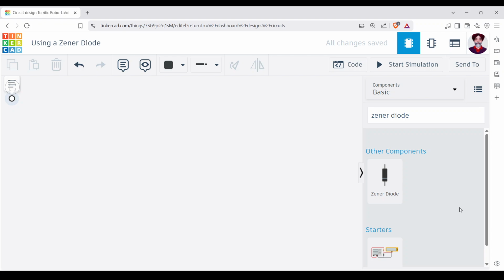Hello everyone. Today we will learn about what a Zener diode is and how we use it.